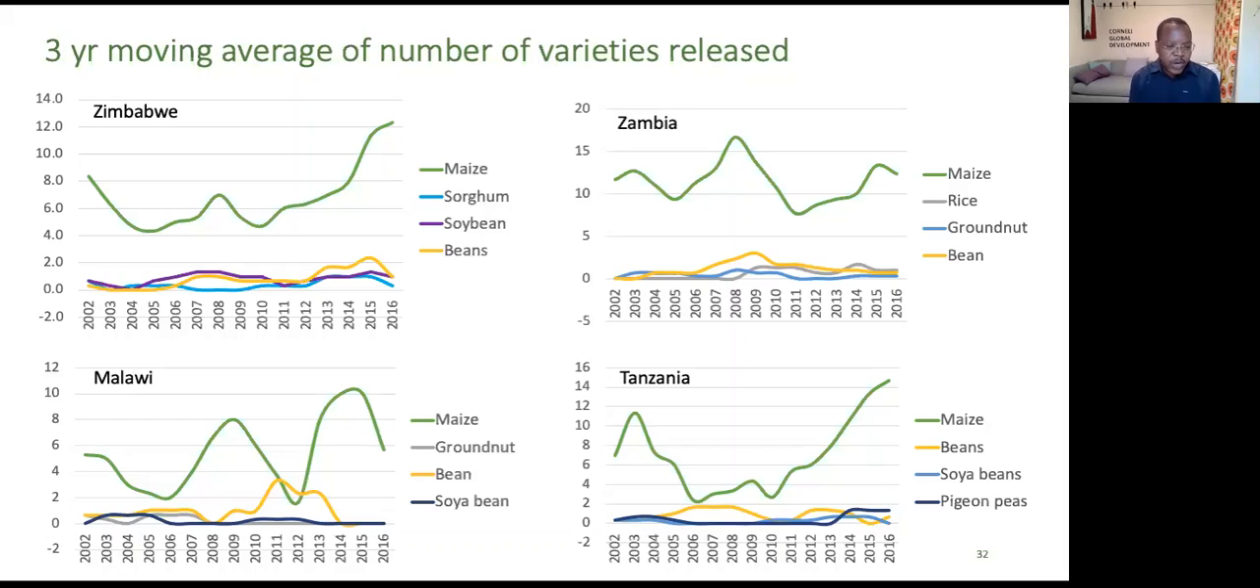You can see that maize is the dominant crop, with the most varieties being released in Zambia, Zimbabwe, Malawi, and Tanzania. The key take-home point here is that the breeding programs are still very much dominated by maize. When it comes to the second, third, and fourth crops, such as rice, groundnut, and bean, there's very little activity. The numbers drop from more than 15, or upwards of 20 in some countries for maize, to an average of 1 or 2 variety releases per year for the other crops. Something that should be of concern to people who want to focus on nutrition.